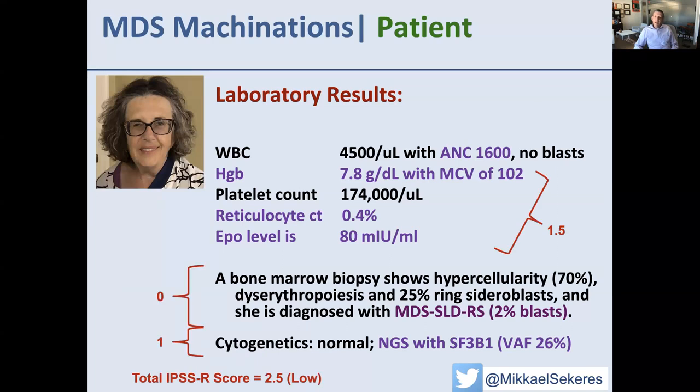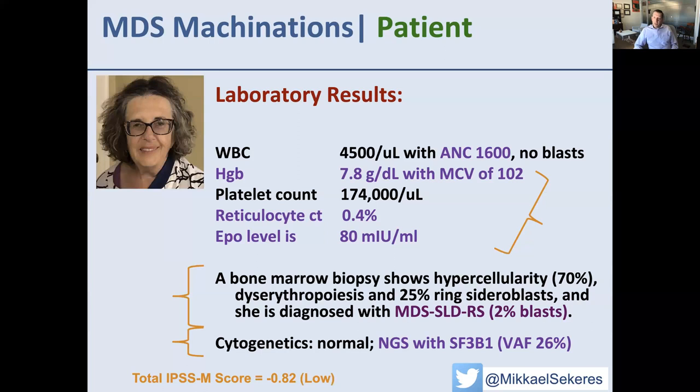So this is how we use the IPSS-R. We add a score to it based on the blood counts and how low they are, based on the genetics, and based on the blast percentage. So her score would be 2.5. We would say she has lower risk MDS.